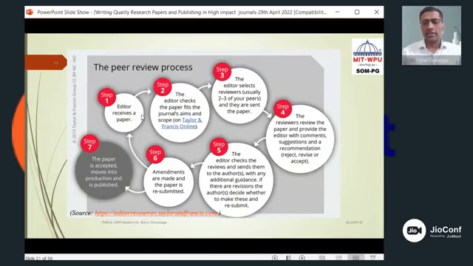If they find that the paper is appropriate for the journal's aims and scope, then they will try to identify reviewers who are experts in that particular domain, and send your paper to those reviewers. Initially they send an invitation to the reviewers. If the reviewers accept the invitation from the editorial board, the paper will be sent.